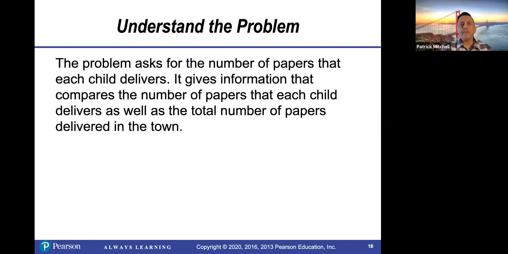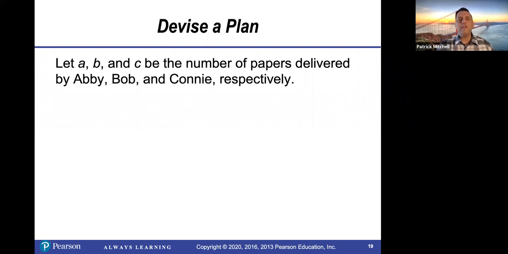So first we'll understand the problem. The problem asks for the number of papers that each child delivers. It gives information that compares the number of papers that each child delivers, as well as the total number of papers delivered in the town. So now let's call A, B, and C the number of papers delivered by Abby, Bob, and Connie.